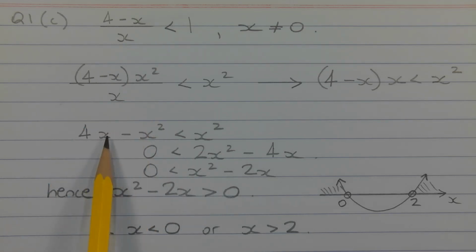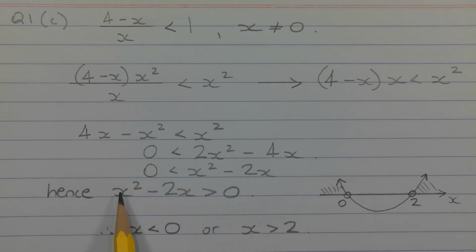Moving all terms over to the right-hand side and combining the like terms, we get 0 less than 2x squared minus 4x. We can simplify this inequality further by dividing all terms by 2, since all terms are even. We get 0 less than x squared minus 2x, and it makes more sense to flip the inequality around. Hence, x squared minus 2x is greater than 0.